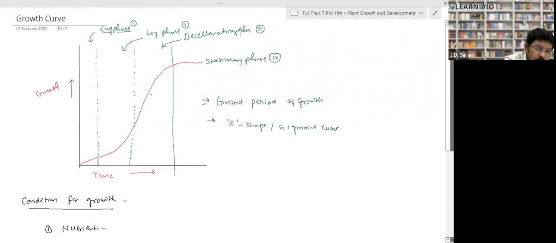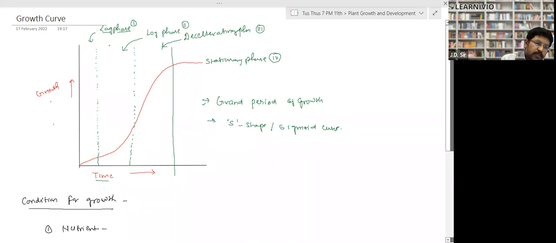Look, so this is the growth curve. So what is the growth curve? This is a graphical representation of growth of a plant, right? So the complete life history, how does the plant grow. So I have plotted a growth curve here. In the growth curve, on the lower axis we have shown the time, and on the upper axis we have shown the growth, right? And now the graph is like this one.